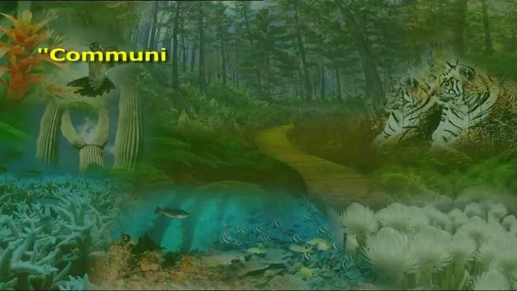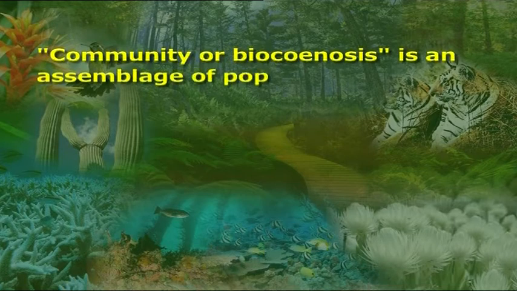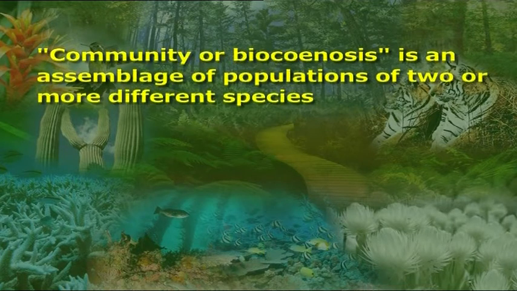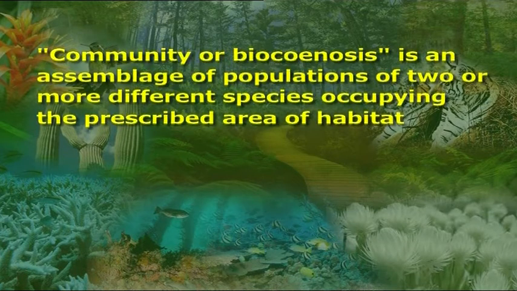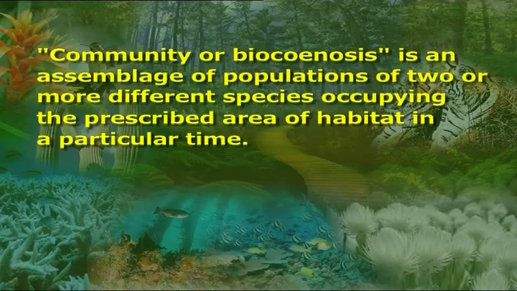Precisely speaking, all the organisms of a community live together, share the same habitat, influence each other's life directly or indirectly by potential interactions, and have reached a survival level within a given radiant energy. Hence, in ecology, community or biokoinosis is an assemblage of populations of two or more different species occupying the prescribed area of habitat at a particular time. By definition, a biotic community must include only living entities of the area of an ecosystem.